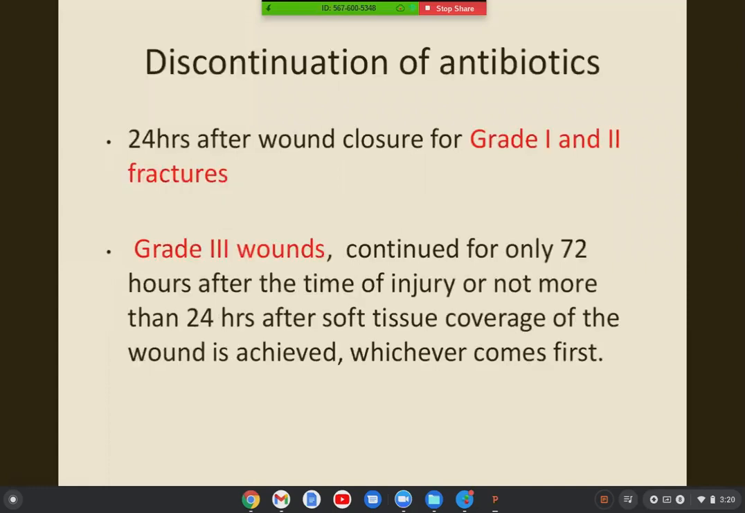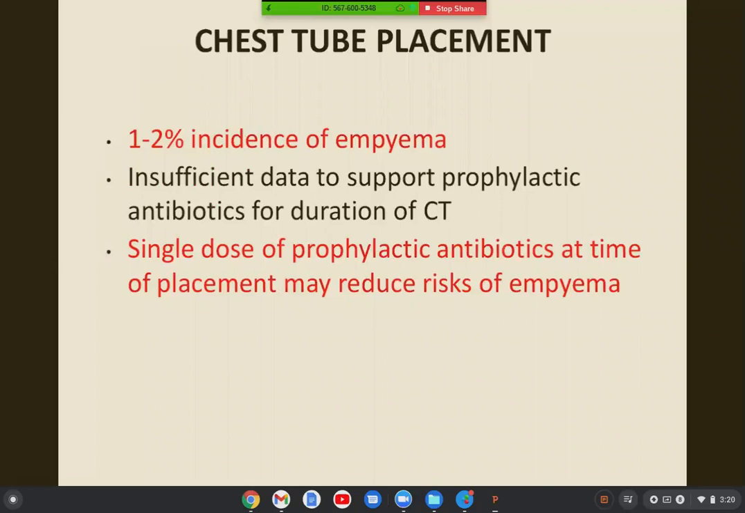When should we discontinue antibiotics is a very important question which every clinician should ask himself or herself. For grade 1 and grade 2 fractures, we discontinue 24 hours after wound closure. For grade 3, continue for only 72 hours after the time of injury or not more than 24 hours after soft tissue coverage of the wound is achieved, whichever comes first.